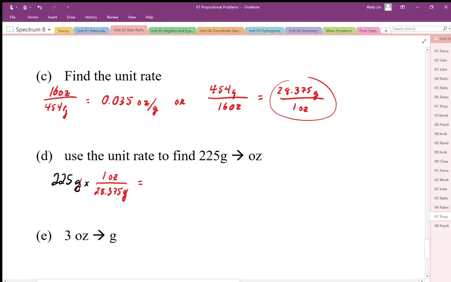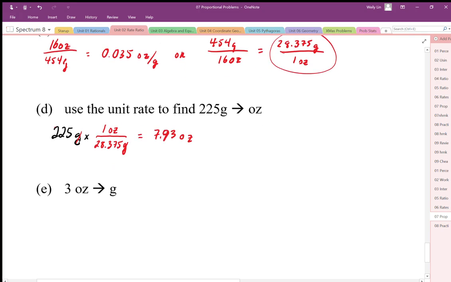So 225 divided by 28.375 is going to give me 7.93. So I get 7.93 ounces. Okay, and again, if I ever forget what units I'm working with, my unit analysis allows me to see very clearly that I'm going to be left with ounces.